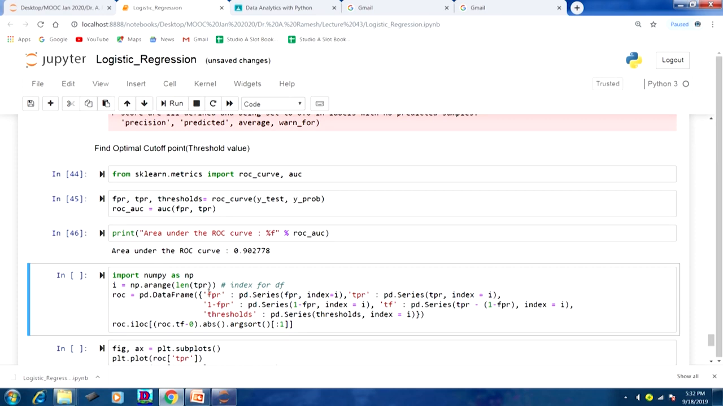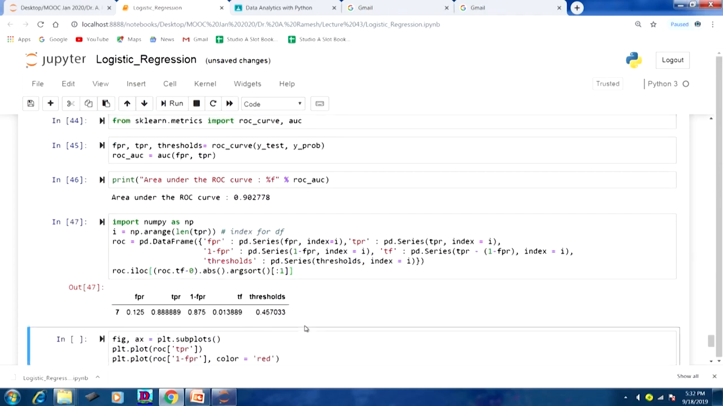That is, import numpy as np, i equal to np.arange, for the TPR. For each TPR value we have to get ROC equal to pd.DataFrame, pd.Series of false positive rate, then we get different index values. So, when you run this command you get a table which shows the optimal threshold value. The meaning of this is, if you take the t value as 0.457, that will give you the higher area under the curve.